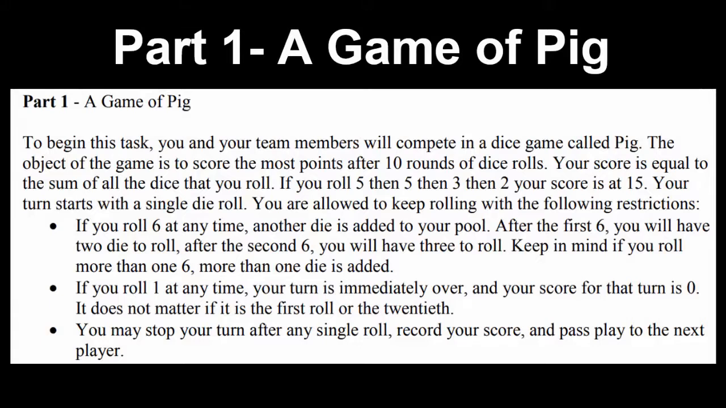The object with Part 1, A Game of Pig, is for students to score as many points as they can after 10 rounds of dice rolls. Your score for a round is the sum of all the dice you roll. You start with a single die and are allowed to keep rolling. If you roll a 6 at any time, another die is added. And if you roll a 1 at any time, your turn is immediately over and your score is now a 0 for that round. You can stop your turn after any single roll, record your score, and move on.